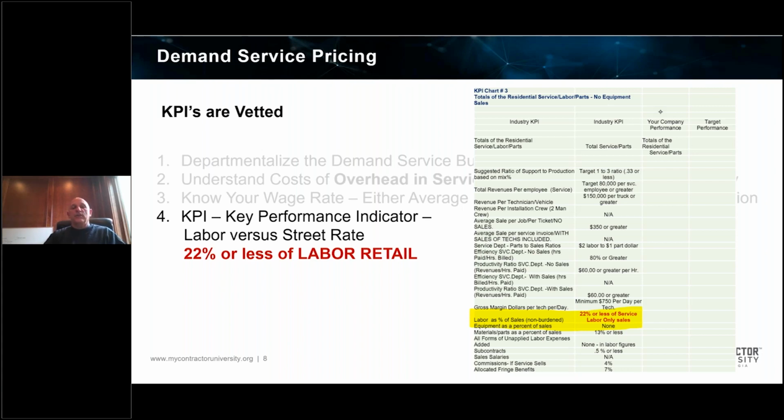So when I show you how to create a street rate, what's important is that we understand that 22% is the key number in that discussion. There's a whole bunch of other data points in there, but as you'll see later, we're going to use that as the basis point to create our rate. That way, if you establish your rate and you manage your labor properly, you're probably going to be inside of the KPI on a general basis. Your service department will make money in that regard.